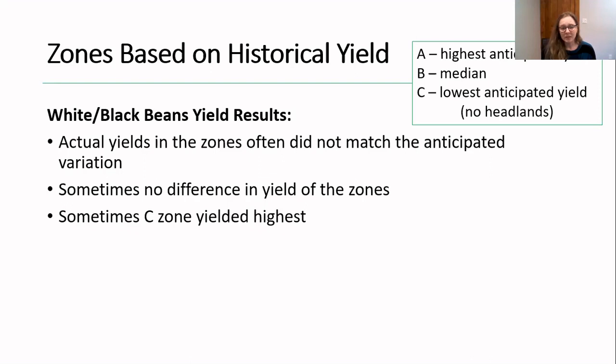Sometimes the C zone was actually the highest yielding in our project, at least in a couple cases. Sometimes the whole field kind of yielded the same on average. So we're not that good, at least on this project, at assessing where we would have the highest yields. And if we're going to VR seed a field based on historical yield, it's not going to make sense if we don't actually know what areas of the field yield more.